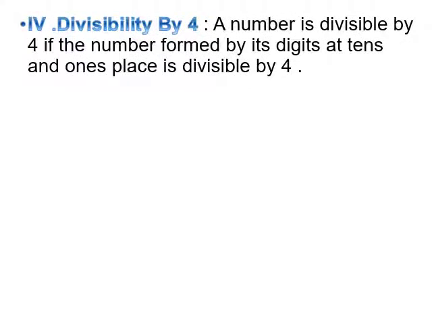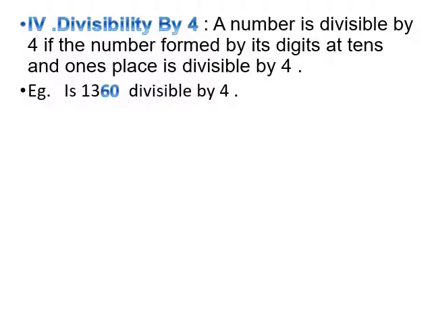Now divisibility by 4 is a little bit different from the other three. A number is divisible by 4 if the number formed by its digits at the tens and ones place is divisible by 4. Remember, it is the tens and ones place digits. So let's study this from an example.